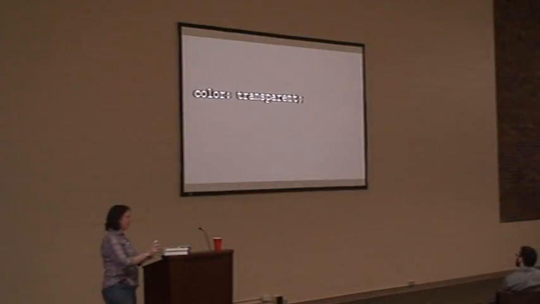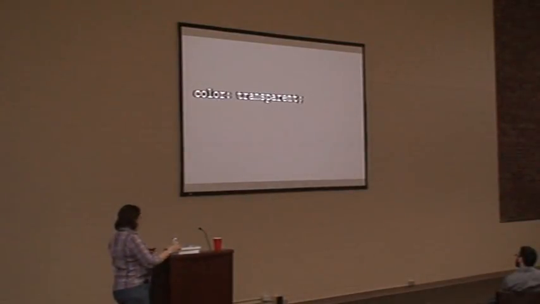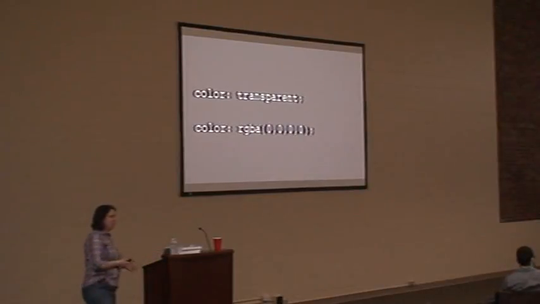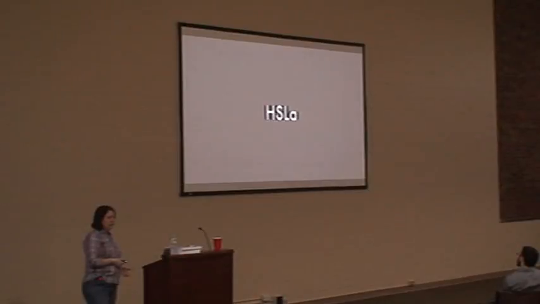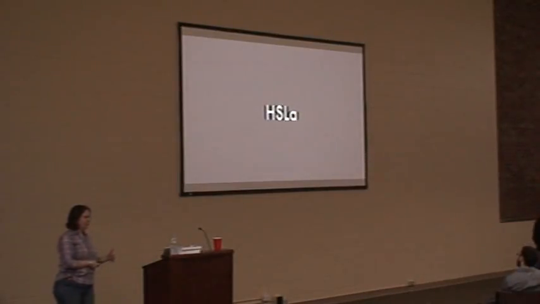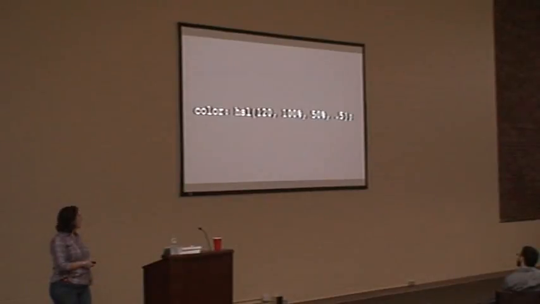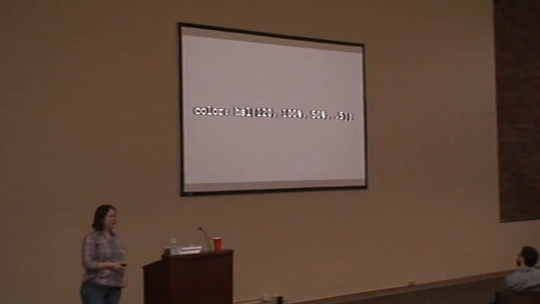There's also color transparent, which basically is just the same thing as full transparency and no color. So that's just a shortcut. There's HSLA, which is the same theory. I just showed you HSL a minute or 2 ago. This just also adds the 4th number for transparency. So again, we have a hue, saturation, lightness, and then transparency.